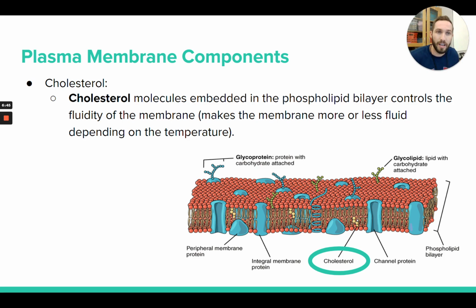More specifically than that, you don't need to know. It gets a little tricky because it depends on whether it's colder or warmer temperatures, if the cholesterol is helping it be more fluid or less fluid. But just know vaguely, for this class, that the cholesterol is there to help control how fluid the cell membrane is. And so depending on how fluid the cell membrane is, you're going to see more or less cholesterol. That's all you need to know for now.